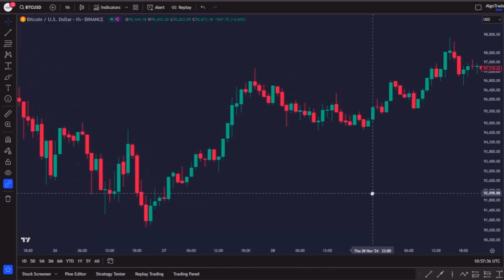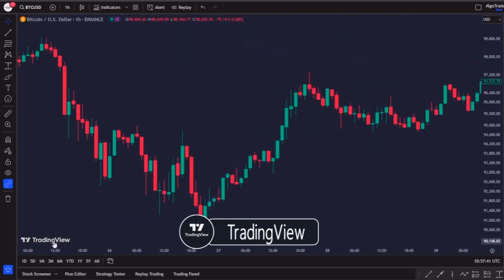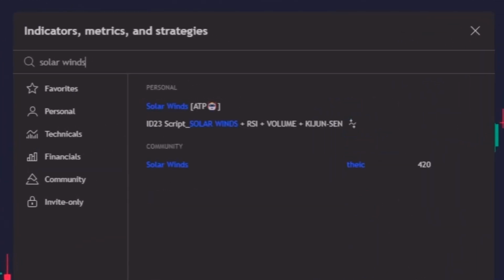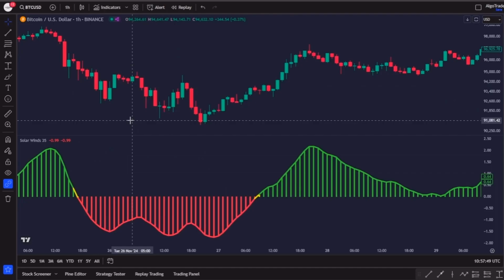Now let's dive into the SolarWinds indicator. I will be using TradingView, but feel free to use your ideal platform. To add the indicator, just go to the Indicators tab, type SolarWinds and select this version here.